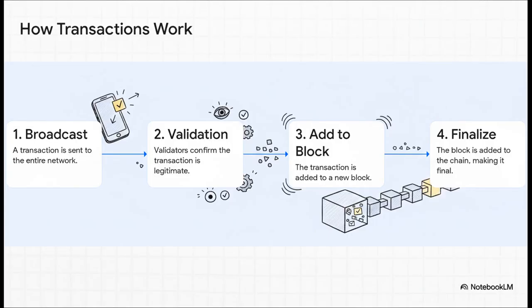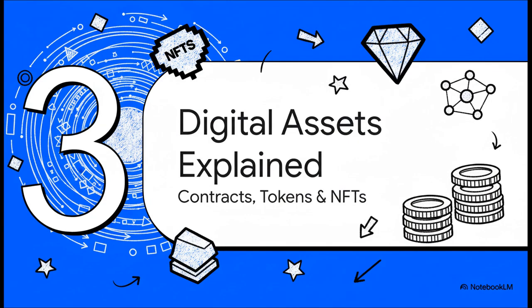So, what happens when you actually use Ethereum? Well, it follows these four pretty simple steps. First, your transaction gets broadcast to the entire network. Then, folks on the network called validators check it out to make sure it's legit. Once they give it the thumbs up, it gets bundled into a new block. And finally, that block is added to the chain, becoming a permanent, unchangeable part of the record. Done.